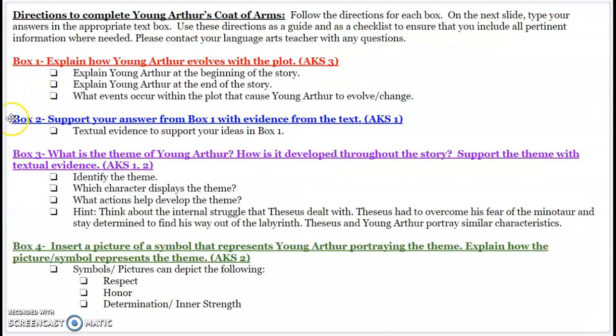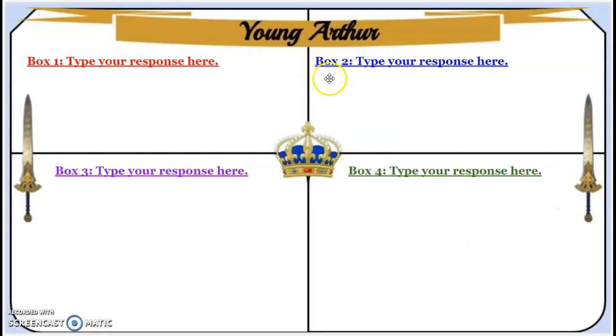Then for box 2, it says support your answer from box 1 with evidence from the text. So if you are telling us that young Arthur started out as a very determined young man and over time became very loyal, how or what happened to make that evolution or change? Okay, so in box 2, you need to create a response that indicates how he changed. Use quotes from the story. Okay, use textual evidence from the story as well.